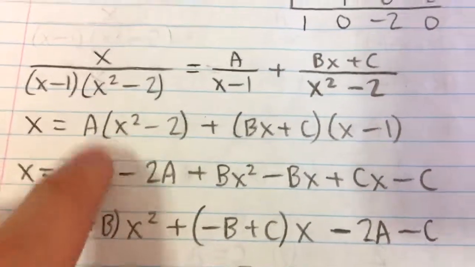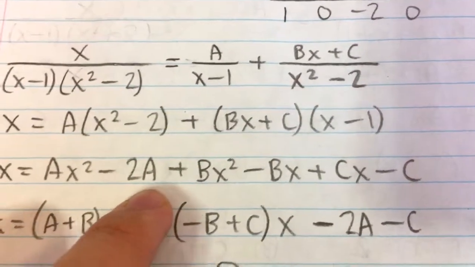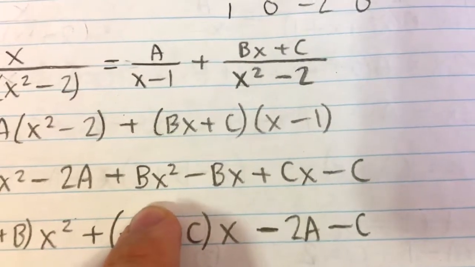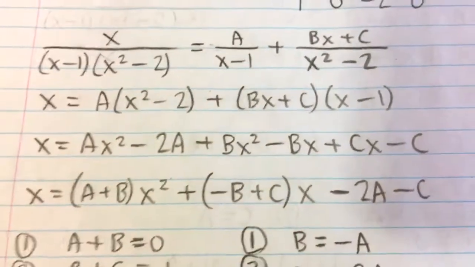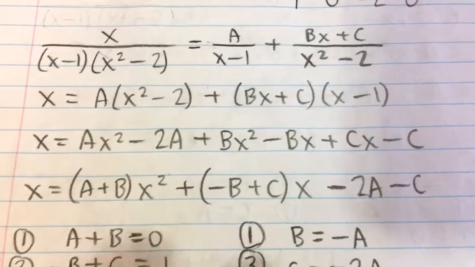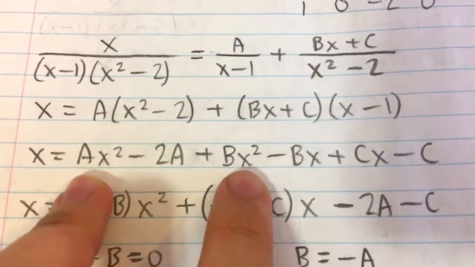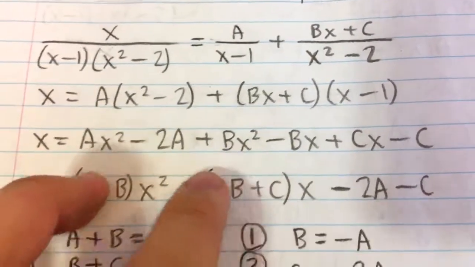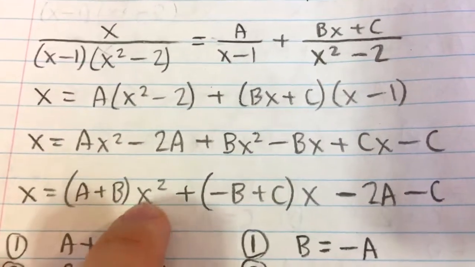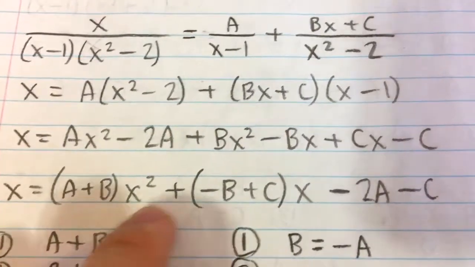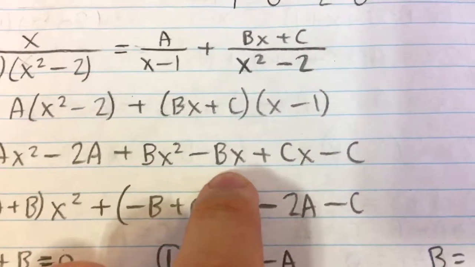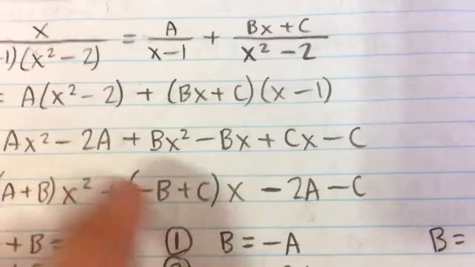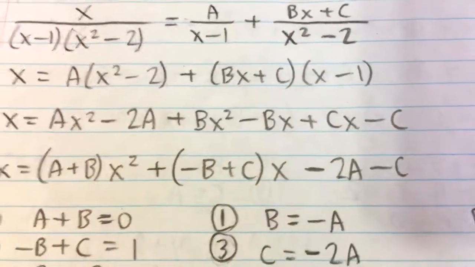On the left here, we distribute the a to get ax squared minus 2a. On the right here, we use the FOIL technique to multiply these two binomials. This is what we get. And what we're going to do is equate coefficients by collecting like terms, then factoring out the variables. So for the x squared part, we have a plus b, x squared. For the linear part, we have negative bx plus cx, so we factor out the x and we get negative b plus c. And for the constants, we have negative 2a minus c.